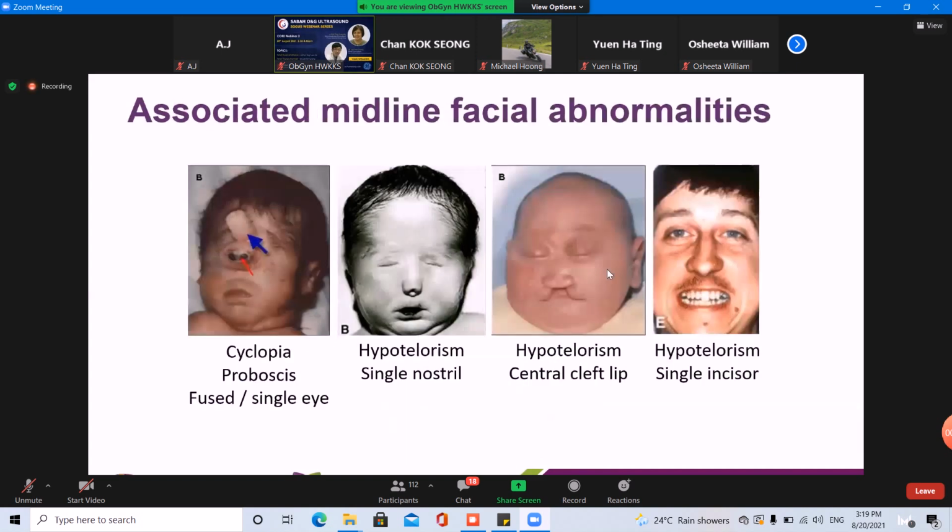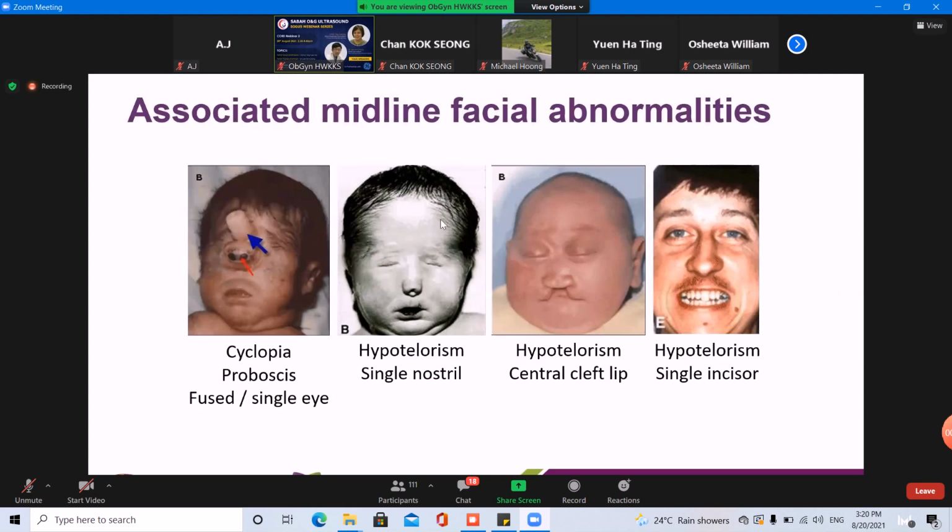Holoprosencephaly is usually associated with midline facial abnormalities, and these midline abnormalities also have different severity. In the most severe midline abnormality, everything is fused together in the midline, forming a cyclops. In this kind of cyclopia, you can't see a normal nose. Instead, you will see this proboscis, which represents a primitive nose with a single nostril. Below this proboscis, you can see a single eye or fused eye.